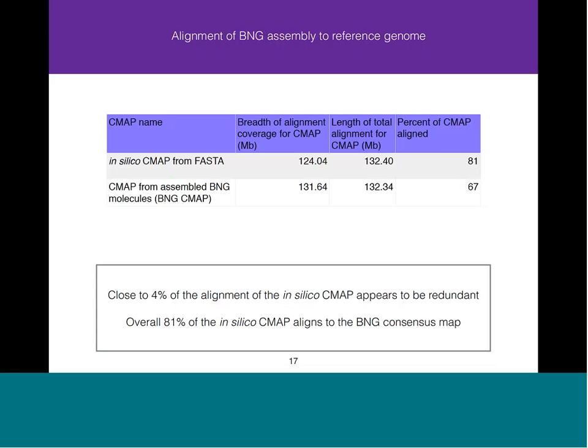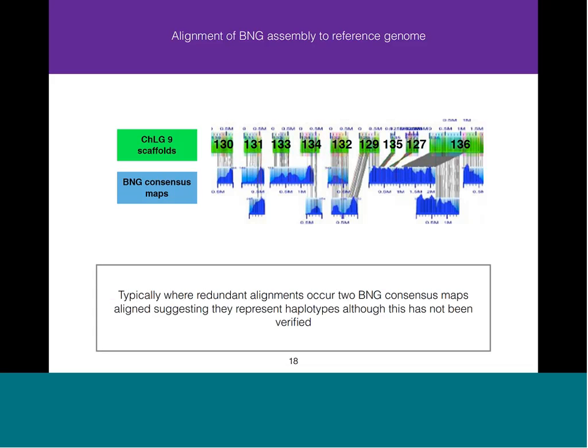So when I ran that assessment on Tribolium, what I found was that there's a 4% redundancy indicated in the in silico CMAP, sort of like the example we saw before. And there's a very low redundancy for this BNG CMAP. And 81% of the in silico CMAP was covered by alignment non-redundantly, and 67% of the BNG CMAP was covered by alignment non-redundantly. So we suspected that the 4% redundancy in the in silico CMAP may be due to assembly of haplotypes in the BNG map, which we haven't verified yet, but we're interested to see how that pans out.